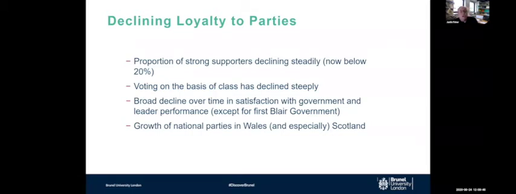First and foremost, the proportion of strong supporters, people who will almost always or always vote for their party, has been declining steadily. And it's now below 20% of people who side with one party or another. Now, one of the things I always say to my students is it's often useful not to think of politics as being different from the rest of real life, but to think of it as being similar to another aspect. And actually, when we think about strong supporters, a very good analogy is supporting a football team.